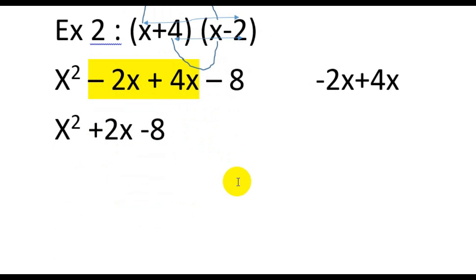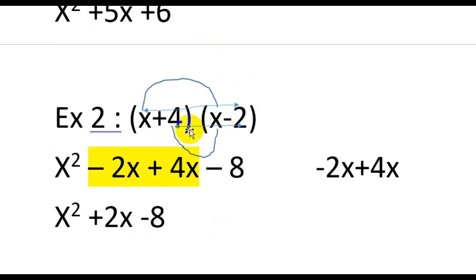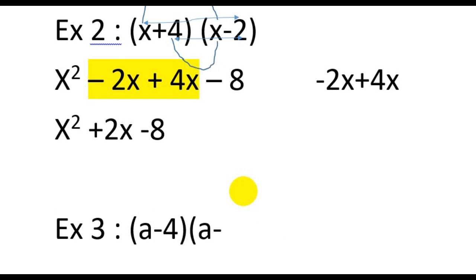So let's go to our next example. We discussed both positive instances, and the first term is a positive term and the second term is with a negative symbol. So let's go to our next example. Example number 3, let's say a minus 4, a minus 5. So in these instances we have both algebraic expressions with negative symbols.